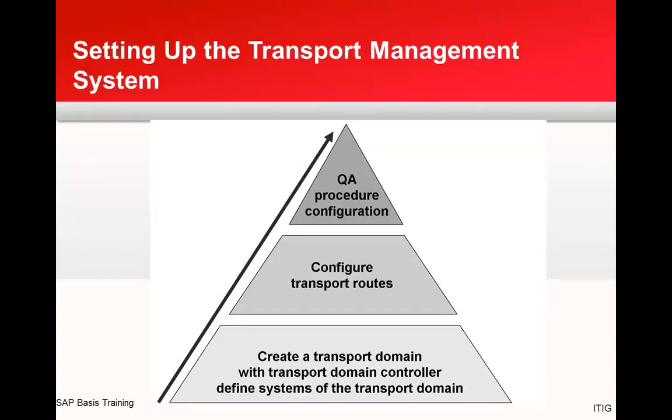Okay, setting up the transport management system. Here you can see at the top you have the QA procedure configuration. The next step is configure transport routes. Then at the bottom, the core is to create a transport domain with a transport domain controller, and define the systems of the transport domain. So these are the 3 things.